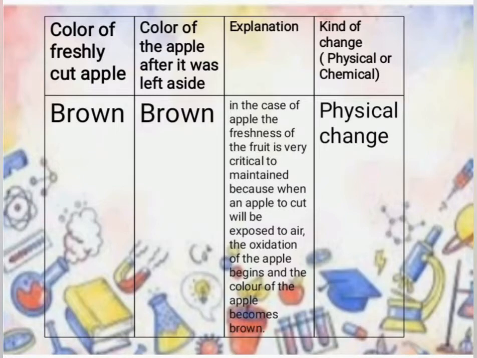Explanation: in the case of an apple, the freshness of the fruit is very critical to maintain because when an apple is cut, it is exposed to air, the oxidation of the apple begins, and the color of the apple becomes brown. This process requires 3 things: oxygen, a special enzyme called polyphenol oxidase or PPO. Kind of change: it is a physical change.